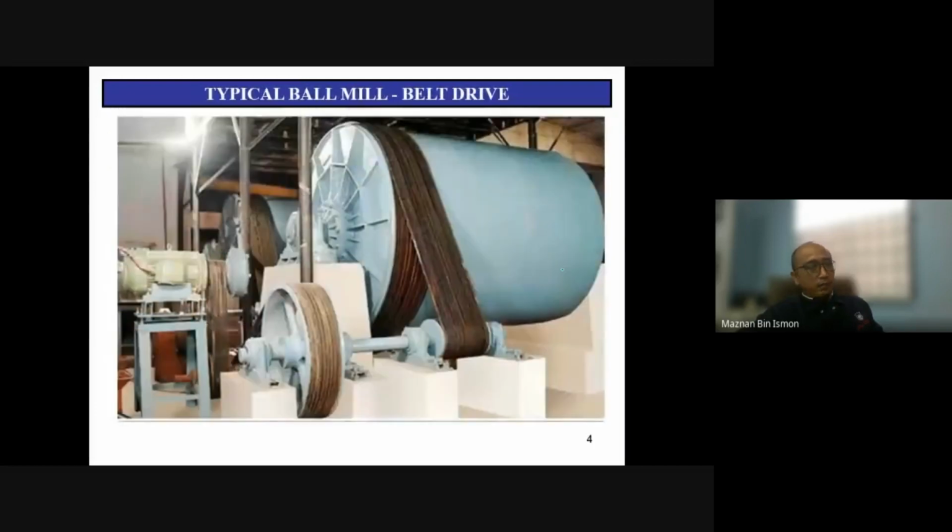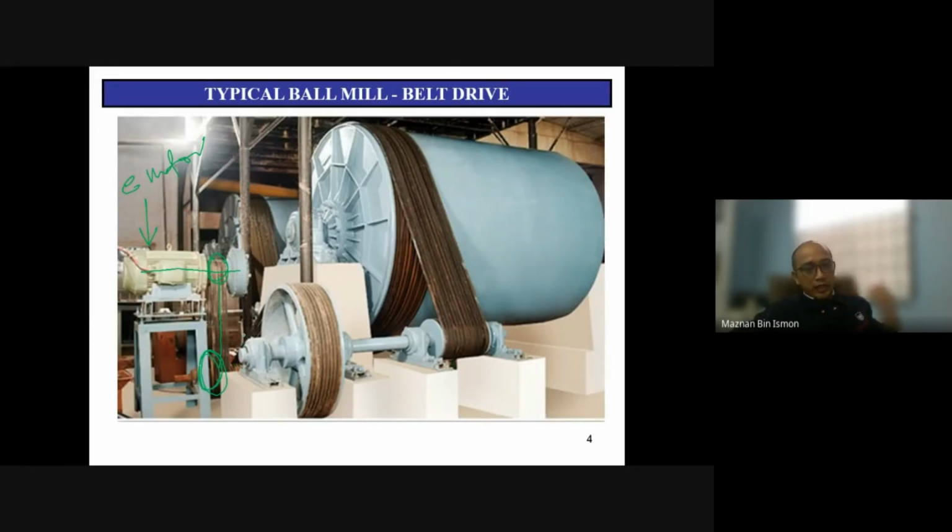But when we compare to using the belt, this is also a ball mill system, but the power transmission is using belt. If you look at this one, this is the electric motor. The electric motor has a shaft, and this is one pulley over here. This pulley is connected to another pulley over here. So this is one stage.